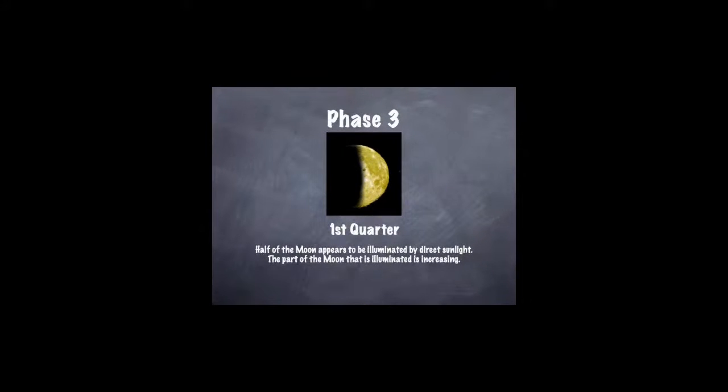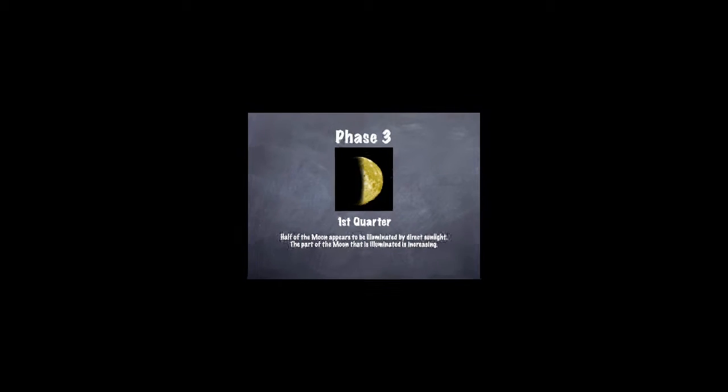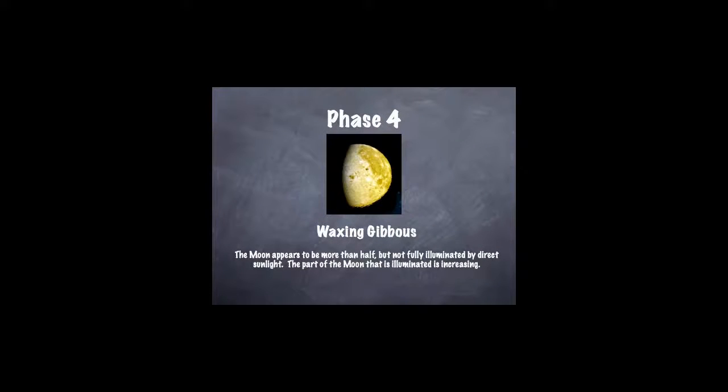Phase 3, First Quarter. Half of the moon in Phase 3 appears to be illuminated by direct sunlight. Again, the part of the moon that is illuminated is still increasing. Phase 4, Waxing Gibbous. In Phase 4, the moon appears to be more than half, but not fully illuminated by the direct sunlight. The part of the moon that is illuminated is continuing to increase.